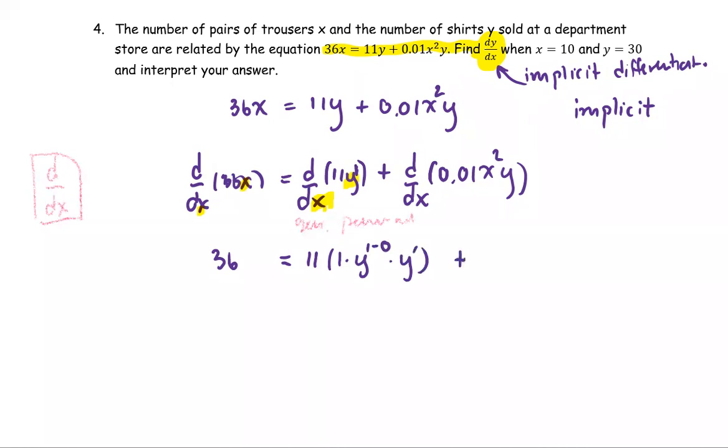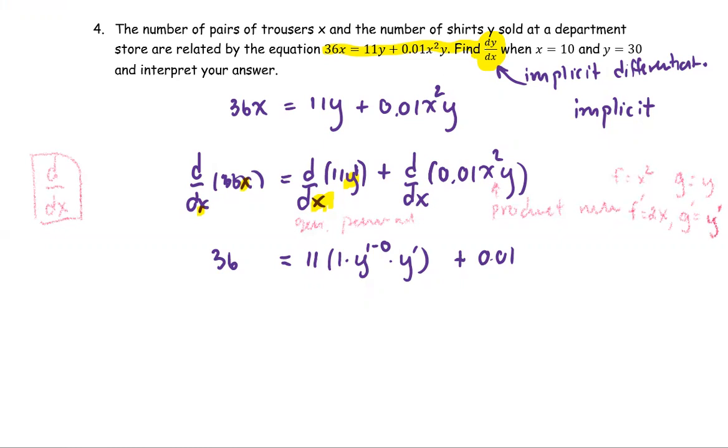And then the next one, the coefficient 0.01, but you have the product of x squared and y. So this is our product, which means we're going to use the product rule. If you recall the product rule, you name the first one f, the x squared, and the second one g, the y. So f prime is the derivative of x squared, which is 2x, and g prime is the derivative of y, which is y prime.